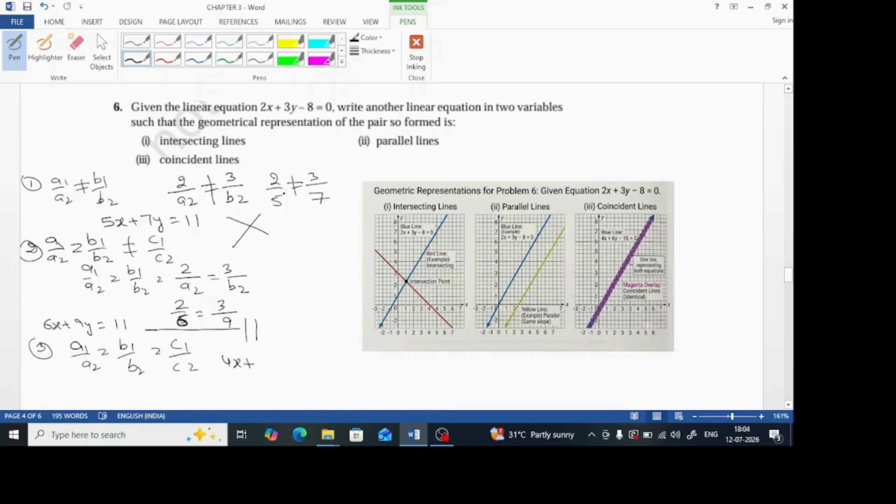A1 upon a2 will become 1 by 2. 3y becomes 6y, and 8 will become 16. So here 2 upon 4 is equal to 3 upon 6 is equal to 8 upon 16. If we solve them, we will get 1 by 2. So the lines are coincident or overlapping, or we can say the lines are coinciding lines.